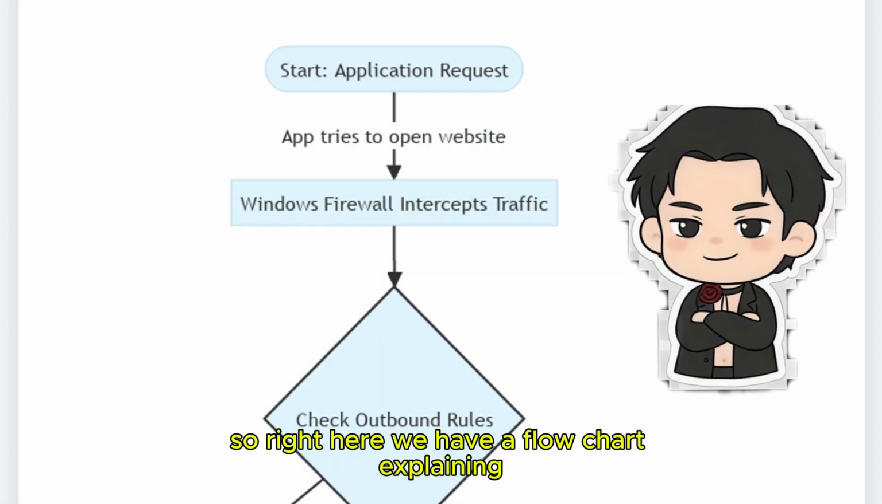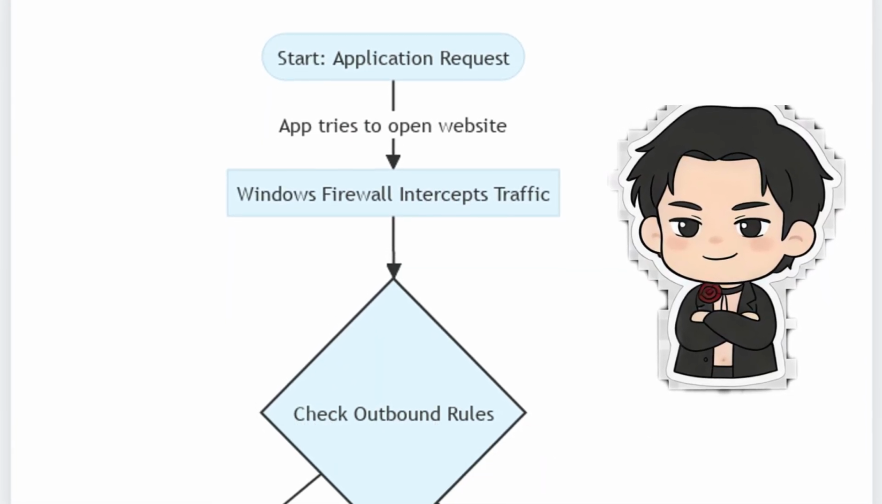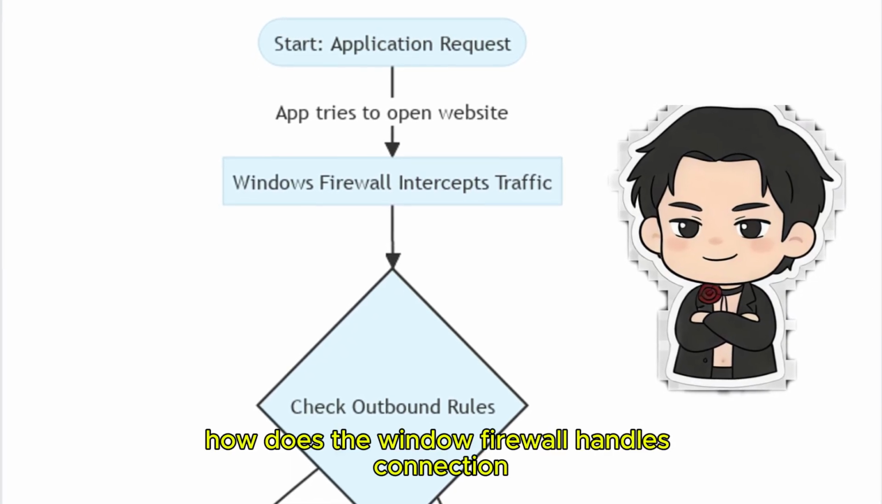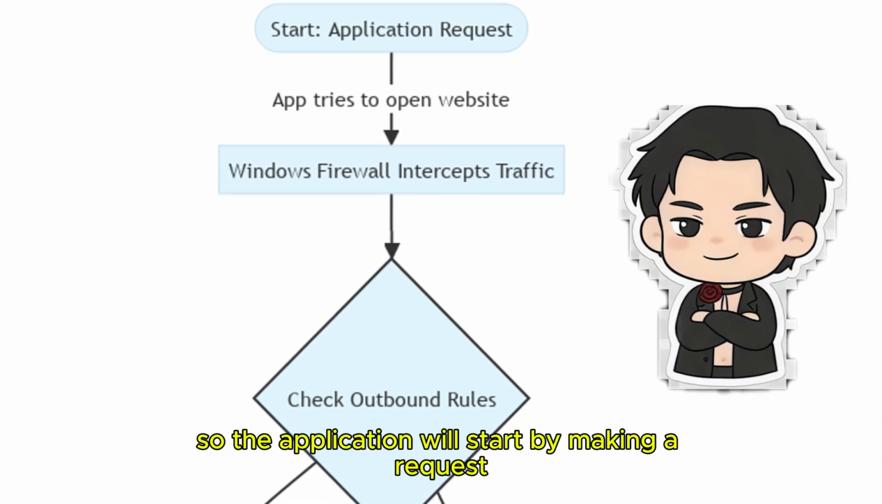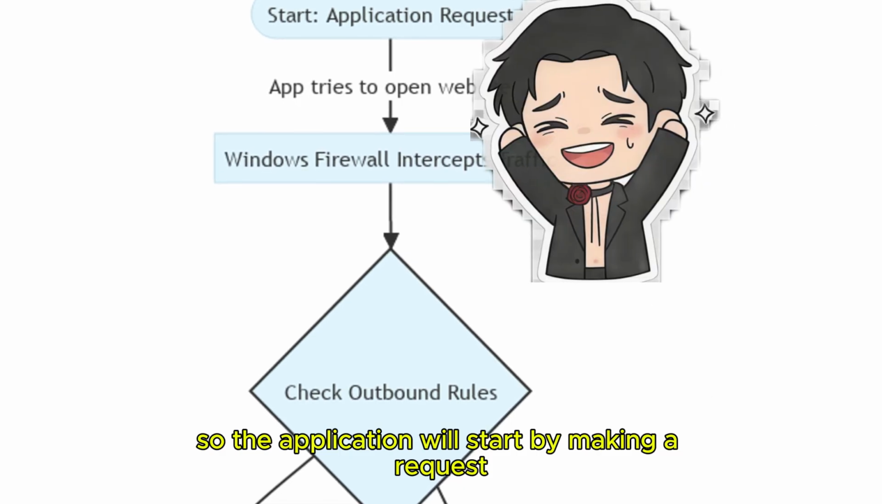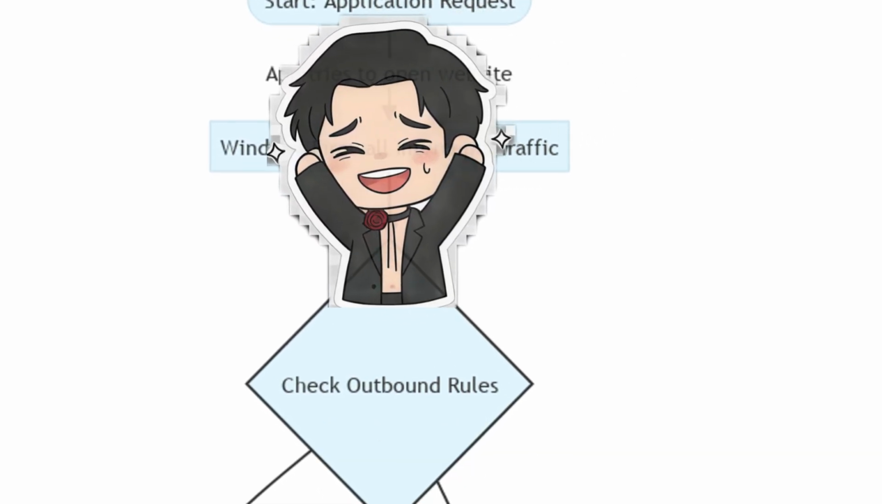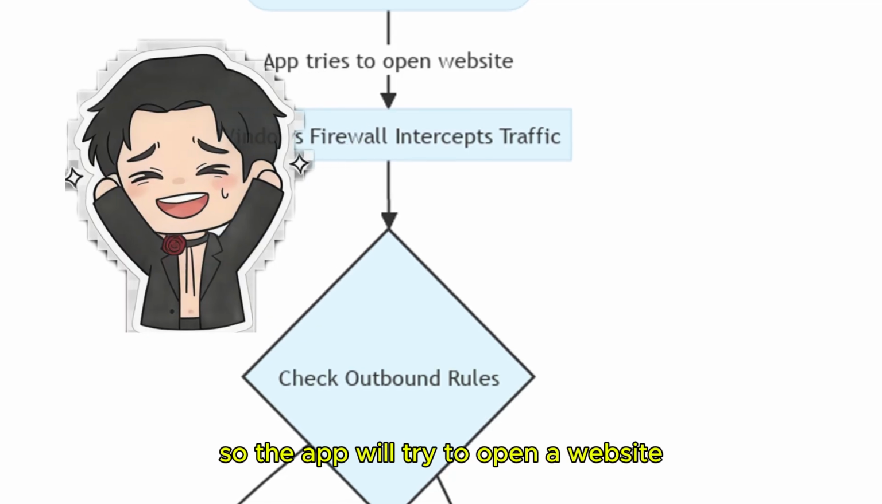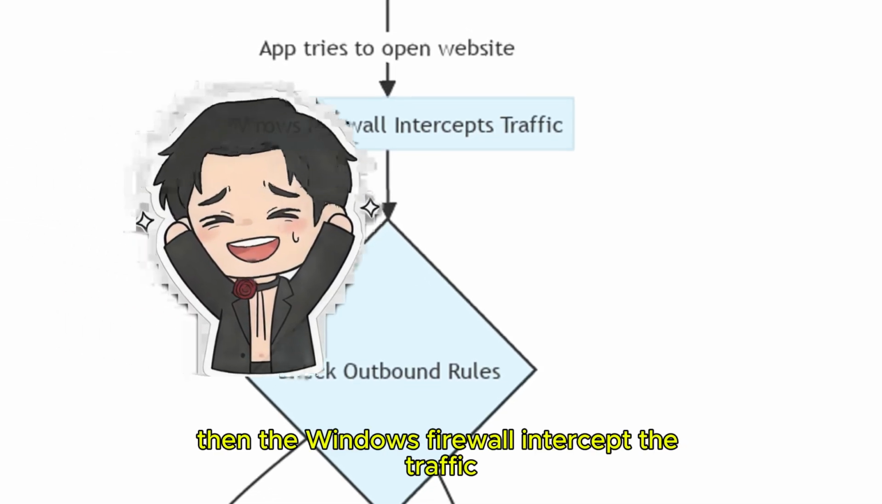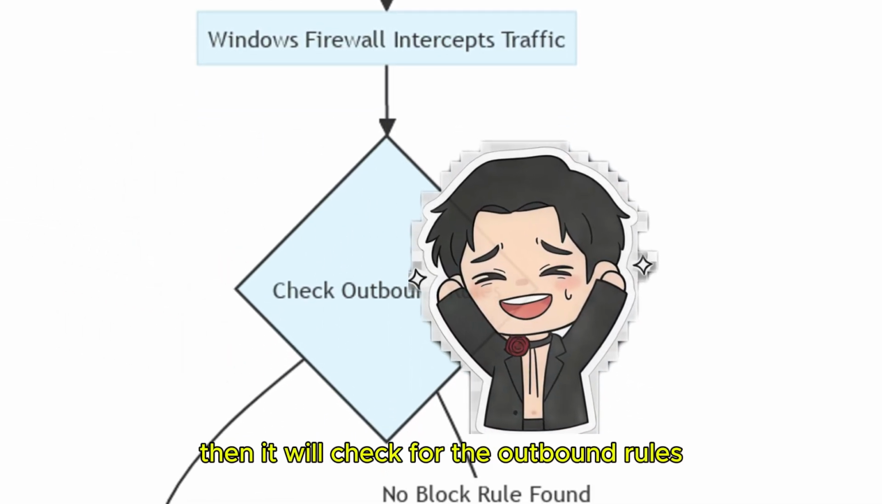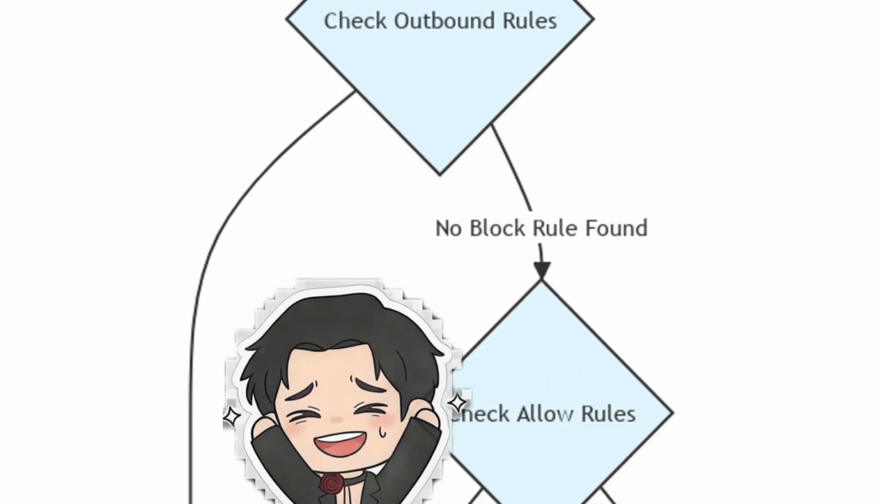So right here we have a flowchart explaining how the Windows firewall handles connections. The application will start by making a request. The app will try to open a website. Then the Windows firewall intercepts the traffic. Then it will check for the outbound rules.